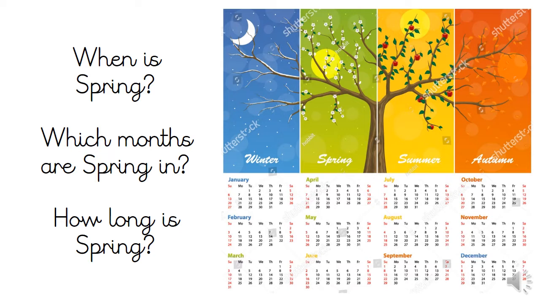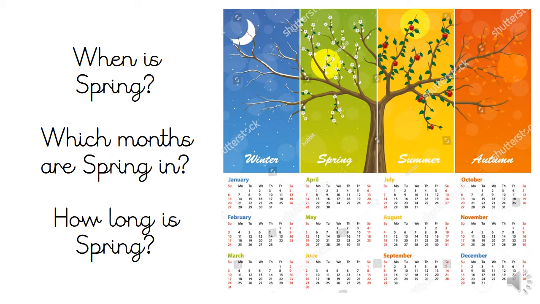Yes, there are 3 of them. The first one is March. The next one is April, begin with an A. And the last one is May. Now we're in April at the moment, so we are in spring.